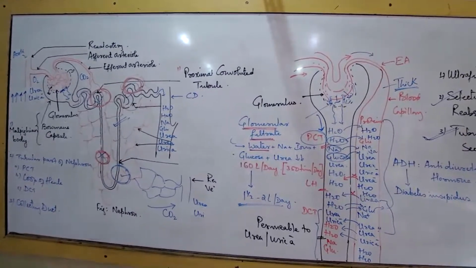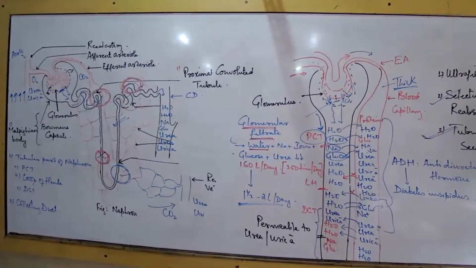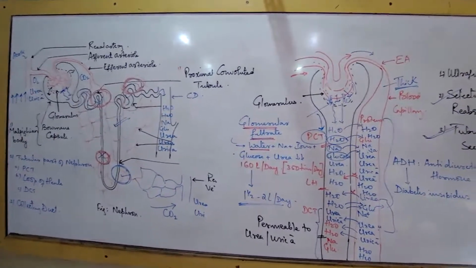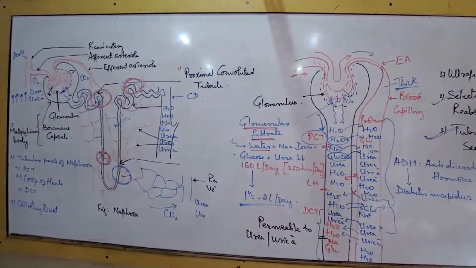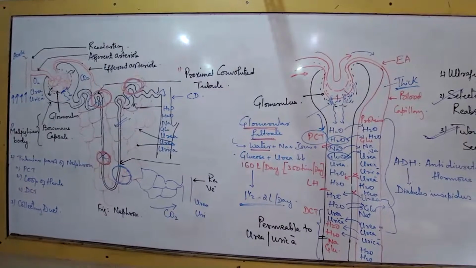Which vessel? The renal artery now. Now you should be able to understand. Does the renal artery or renal vein have a higher concentration of urea? Renal artery.